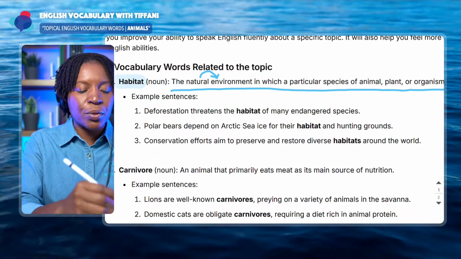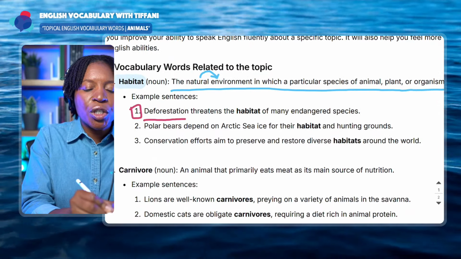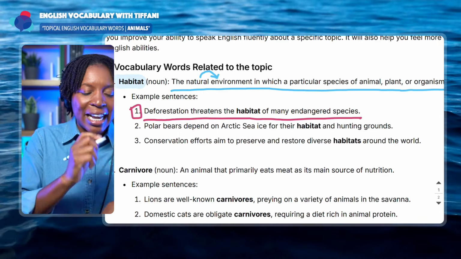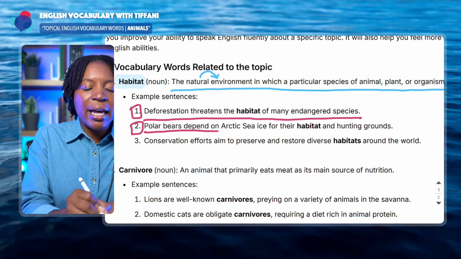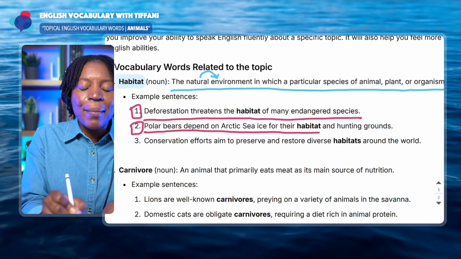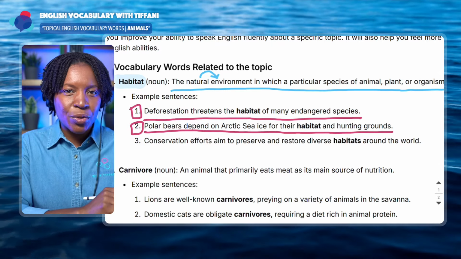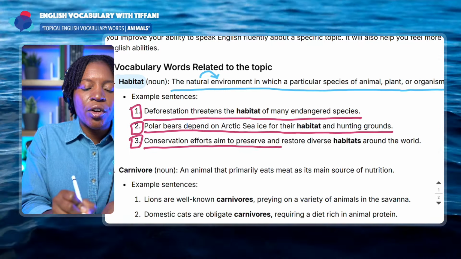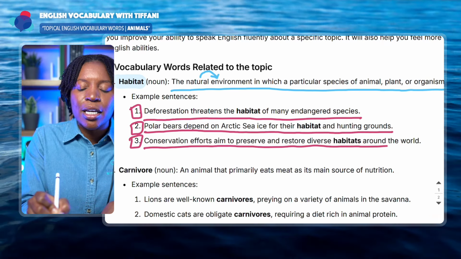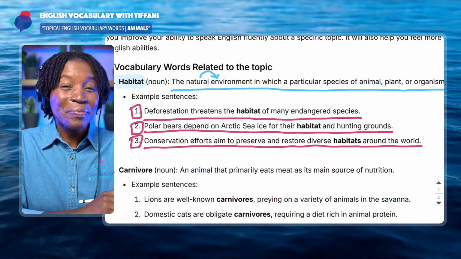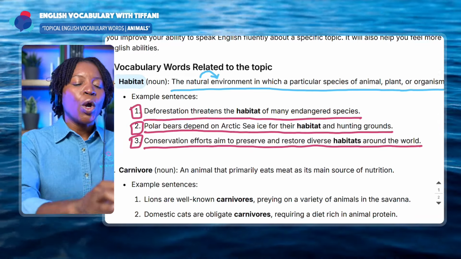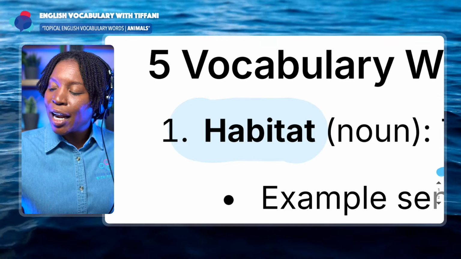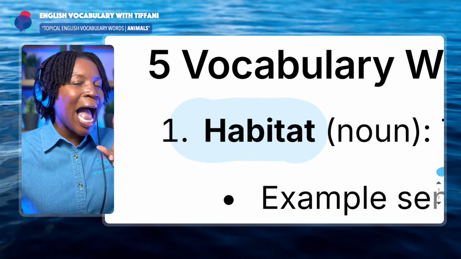Here's the first example sentence. Deforestation threatens the habitat of many endangered species. Next, polar bears depend on Arctic sea ice for their habitat and hunting grounds. And finally, conservation efforts aim to preserve and restore diverse habitats around the world. You got it? Excellent. So once again, we're speaking about the first word related to the topic of animals. The first word again is habitat.